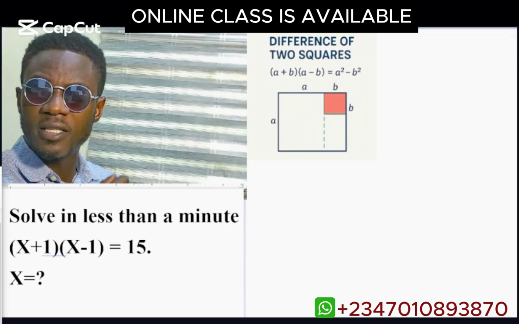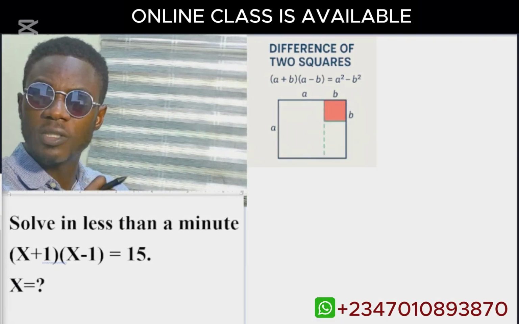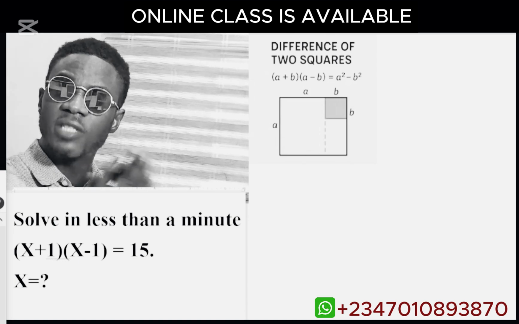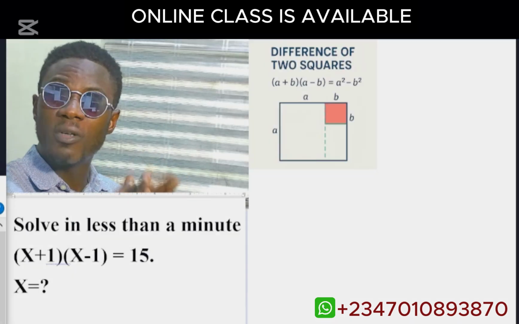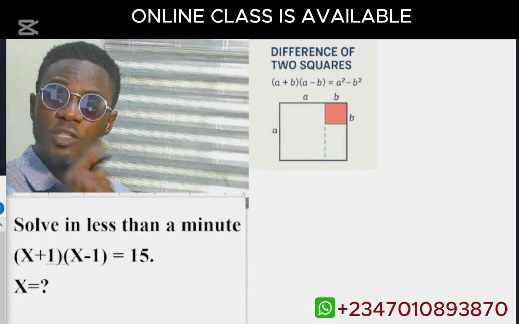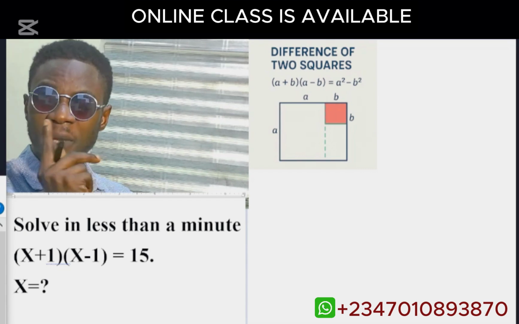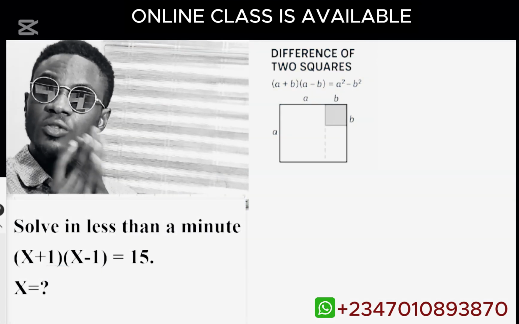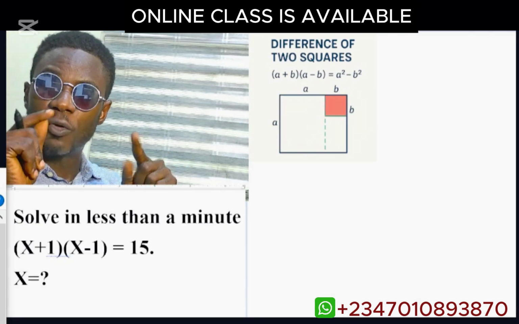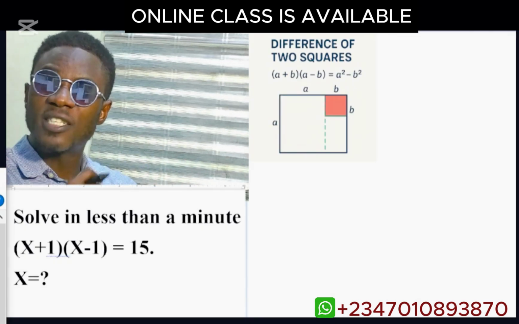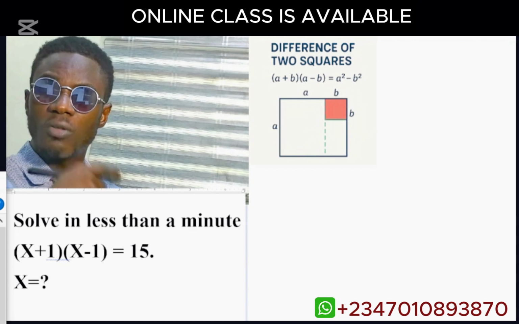Solve in less than a minute: (x + 1)(x - 1) = 15. There is a concept called difference of two squares, which will help us solve this question actually in less than a minute. If you have the ability to solve this question, pause this video, solve it, and drop your answer in the comment section.